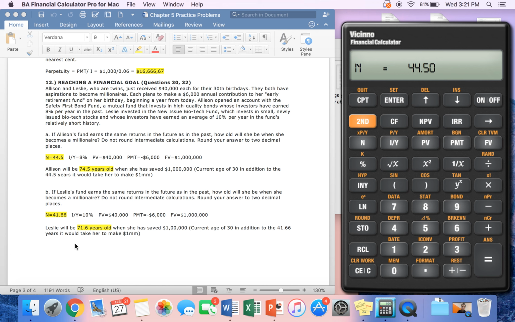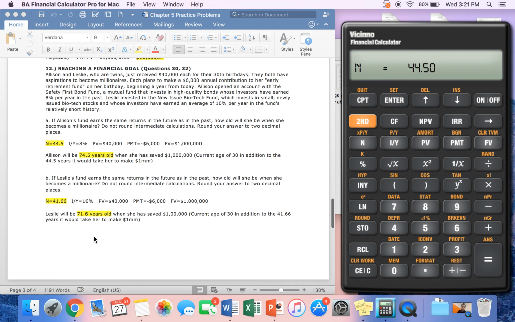So it's the same process. You'll plug it into your calculator just as we did for Allison, and you'll find that it'll only take Leslie 41.6 years to do it. So she will be 71.6 years old when she's saved $1 million. So she does it about 3 years sooner than her twin Allison does.